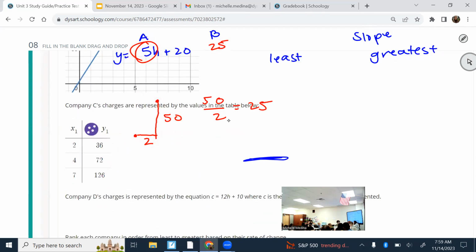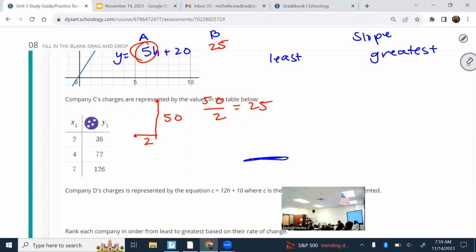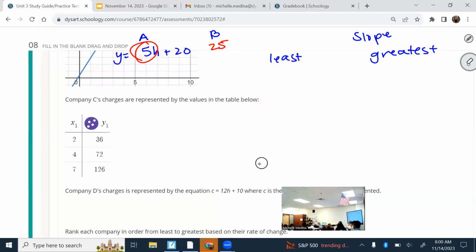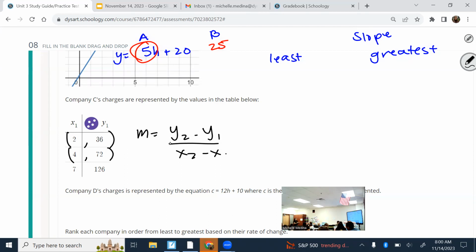All right, now when it's from a table, I mean, I suppose you could graph this in Desmos and then find the slope just like how we did right now, but I don't recommend that. When it's from a table, know that these are all coordinates. So like, here's a coordinate and here's a coordinate. When you have coordinates, I think it's better to use this formula for slope. Y2 minus Y1 over X2 minus X1.